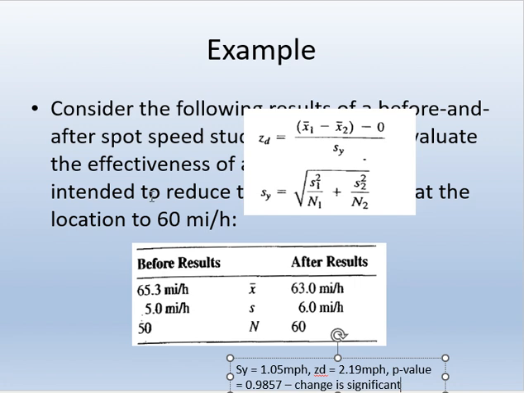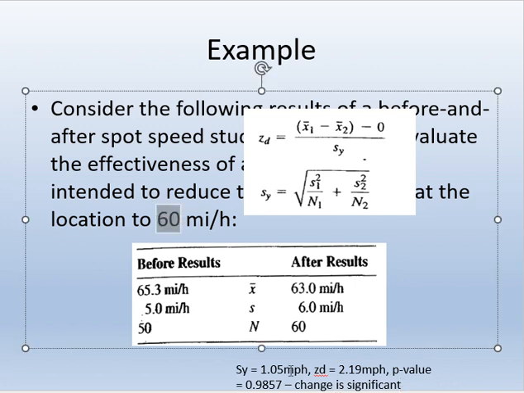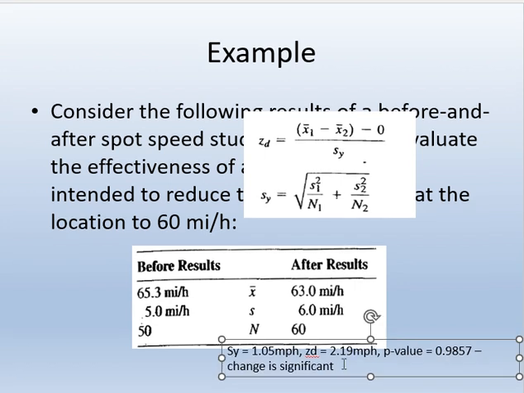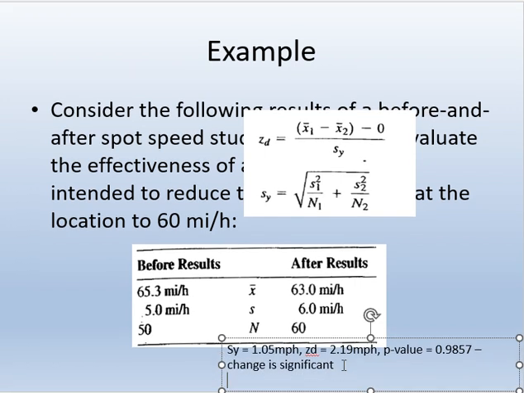Now they were looking to achieve a value of 60 miles per hour from this change, whatever change they made. So they were looking to achieve a value of 60 miles per hour. Now, did we achieve 60 miles per hour? For that, we will calculate the confidence interval.